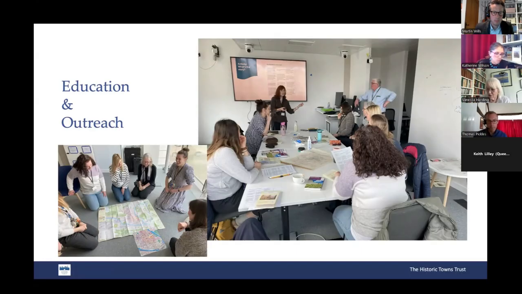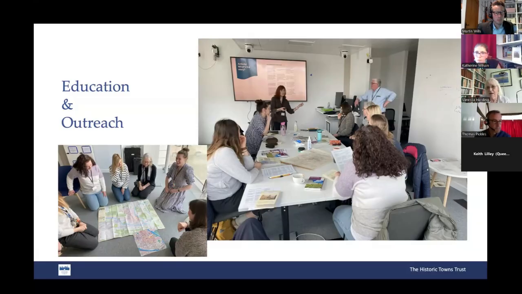So one area that Historic Towns Trust is working on is the development of educational resources for school children, using our maps to help them learn about local history and geography and to gain a sense of belonging. These pictures were taken at a workshop for local school teachers held in Bath in March. And the workshop built on the historical map of Bath published in October last year, and you can see it spread out on the floor.